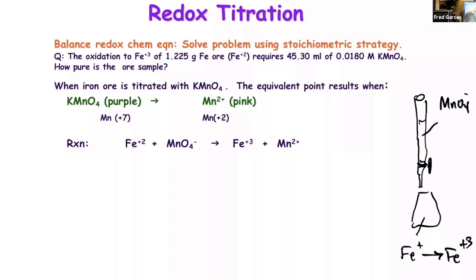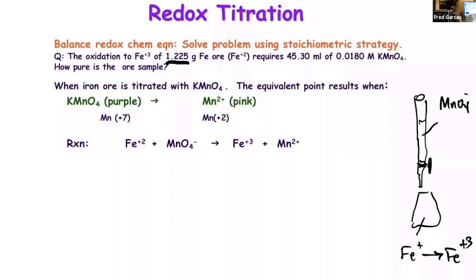So the question here is the oxidation of iron +2 to iron +3 in 1.25 grams of iron ore. Iron ore simply means that it's contaminated. It's not pure iron. It's got some other impurities in there. But when it reacts with permanganate, only the iron will react. So you have 45.3 mL of 0.0180 molar potassium permanganate. How pure is the iron ore?